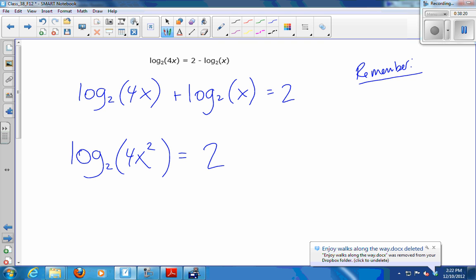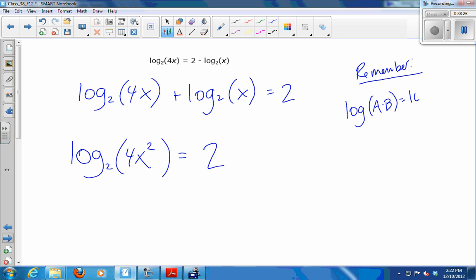I'm going to write down the rule for you to remember. The log of a times b is log a plus log b. So I was given a log a plus a log b, and I wrote it as the log of a times b. It's just like combining like terms. Right. So now I can write this as an exponential equation.